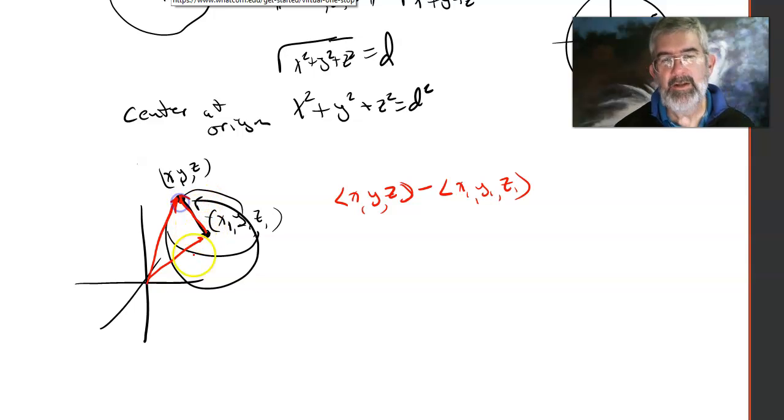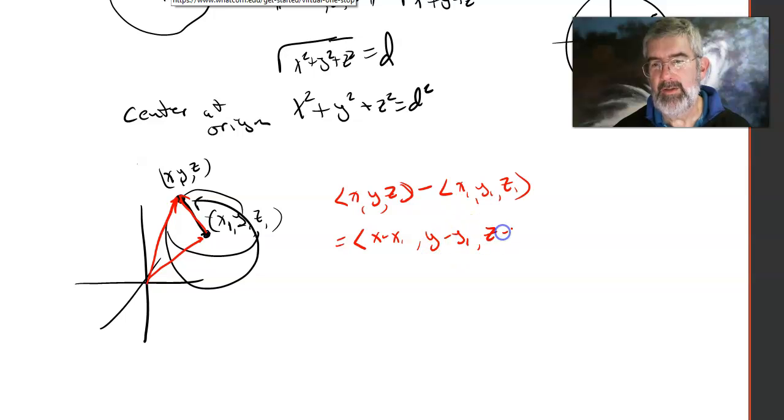So that vector there is what I want to have length r. If I subtract those two things, I get x minus x1, y minus y1, and z minus z1. Those would be the coordinates. If I stuck that vector in standard position, this point would be x minus x1, y minus y1, z minus z1. And I want the length of that to be r. So the length of that is to square each of the components: x minus x1 squared plus y minus y1 squared plus z minus z1 squared.